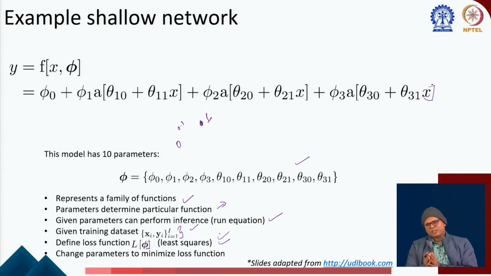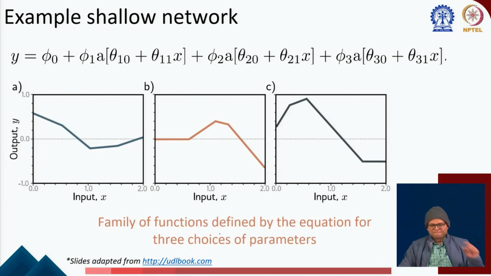Once your parameters are frozen, use that for inference, right? That is standard across architectures. So fine. Now, given this shallow neural network, what are the important things? These are some particular examples from this family, some particular equations, 3 different choices of parameters.